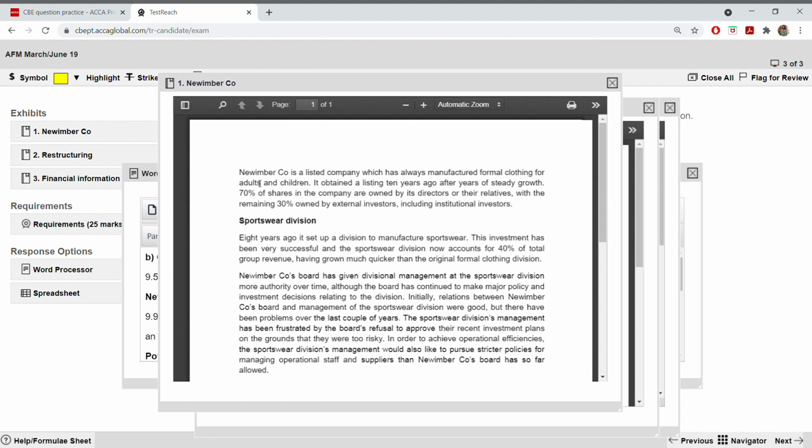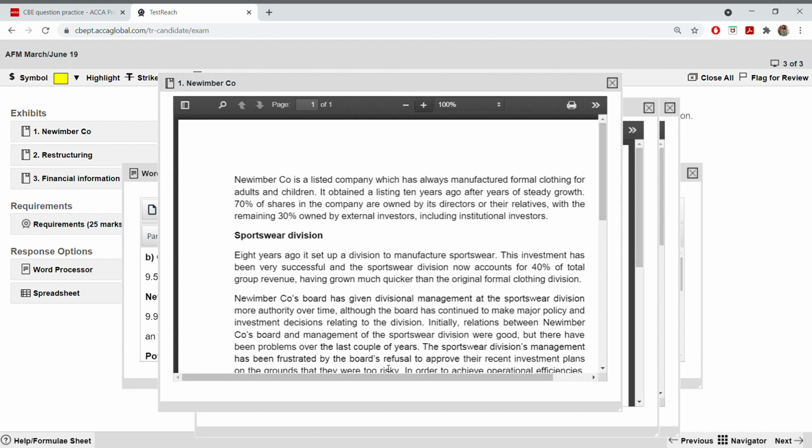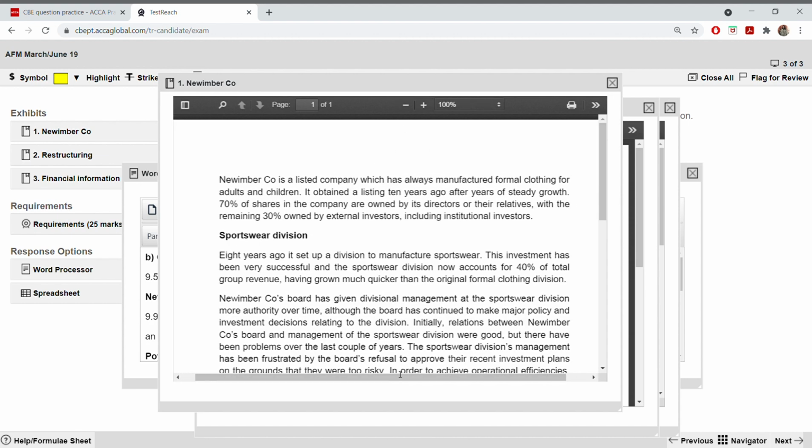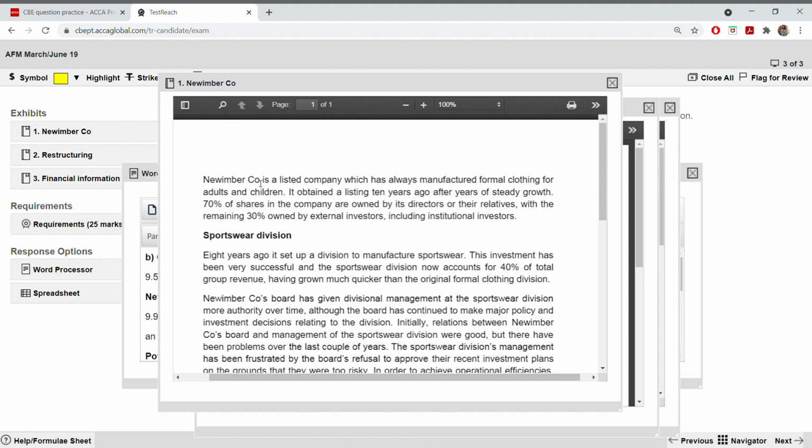Okay, so New Ember is a listed company which has always manufactured clothing for adults and children. It obtained a listing 10 years ago after years of steady growth. 70% of shares in the company are owned by its directors. The remaining 30% is owned by external investors. Sportswear division. 8 years ago, it set up a division to manufacture sportswear. The investment has been very successful and the sportswear division now accounts for 40% of total group revenue, having grown much quicker than the original business. This you can use for your discussion.